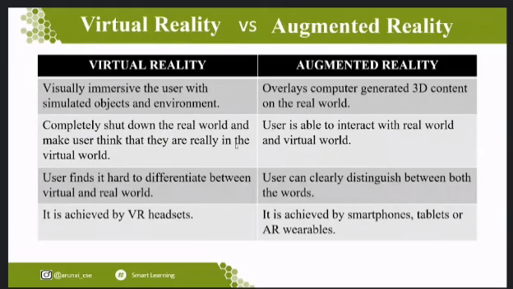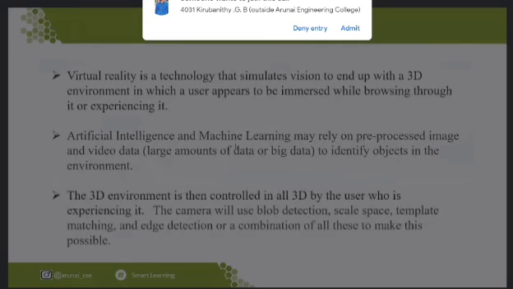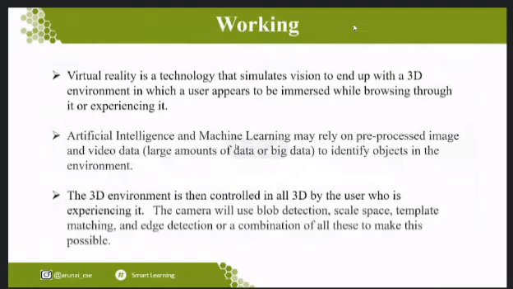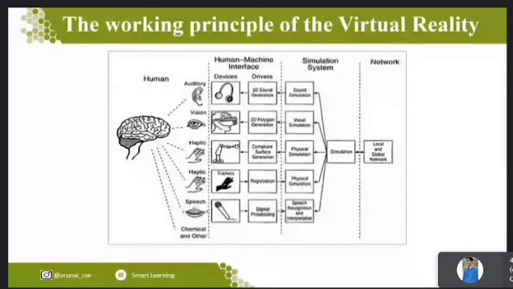Working. Artificial intelligence and machine learning may rely on pre-processed image and video data to identify objects in the environment. Virtual reality is a technology that simulates vision to produce a 3D environment in which a user appears to be immersed.